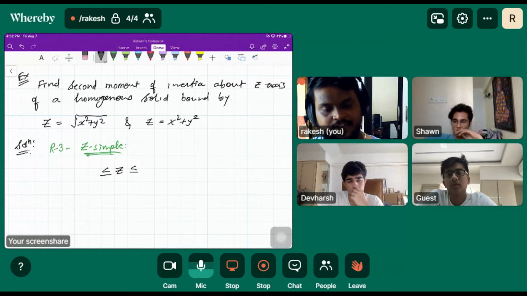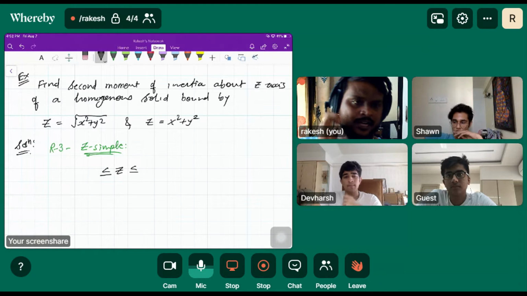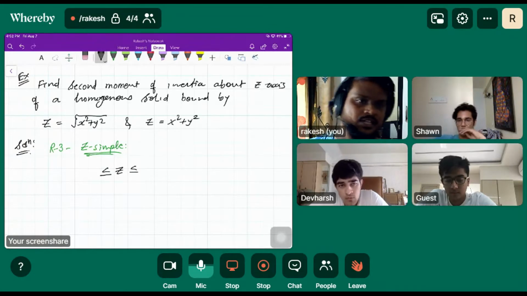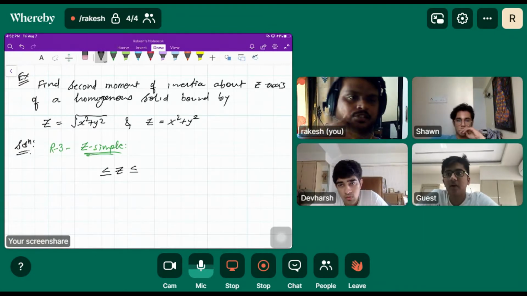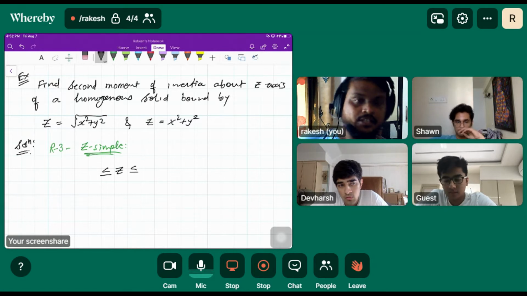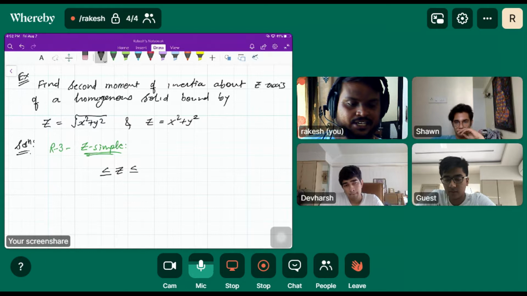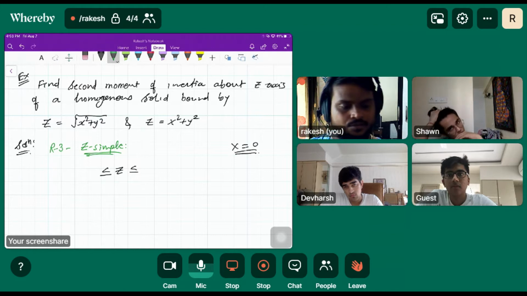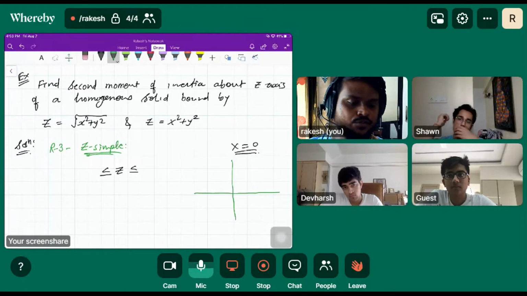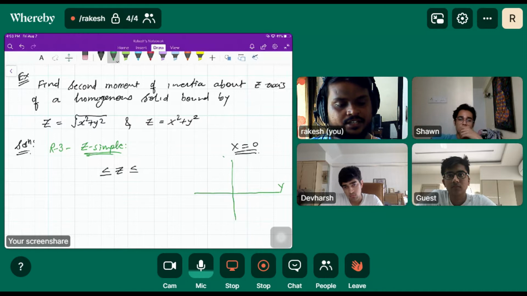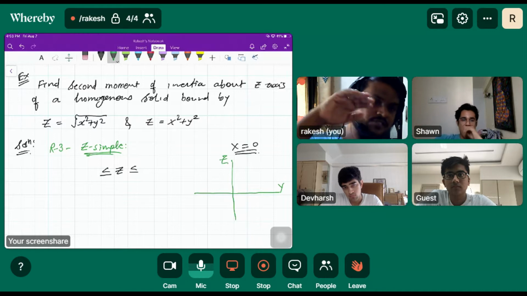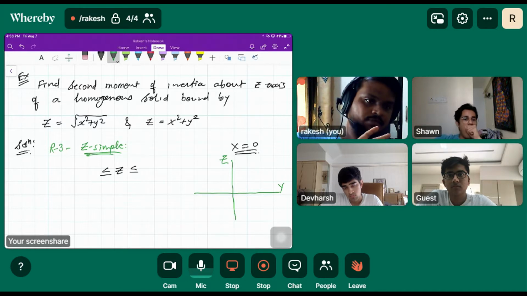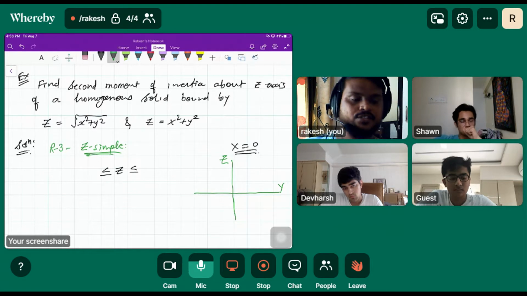To find that out, do you remember I explained one method in the previous class? Not taking a point within the region, the other method I explained, where we set x is equal to 0, and we draw the trace of the given surface. If we set x is equal to 0, this is the y axis, we'll draw a trace of this surface on the zy plane. Are you getting that?